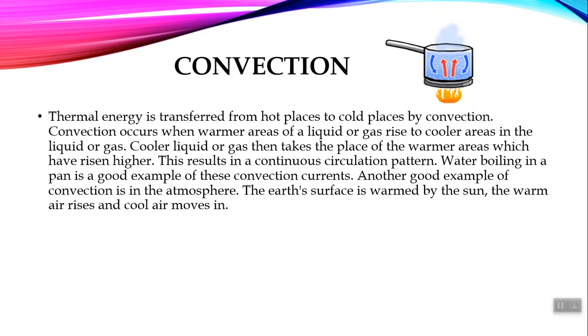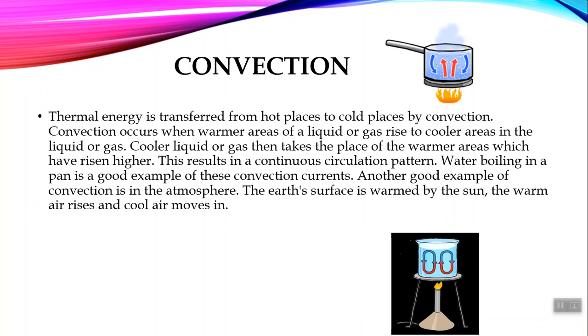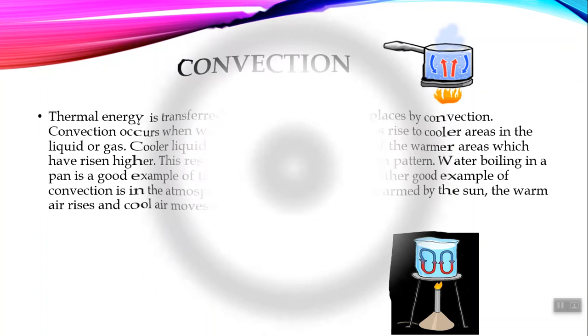Convection occurs when warmer areas of liquid or gas rise to cooler areas in the liquid or gas. Cooler liquid or gas then takes the place of the warmer area which has risen higher. This results in a continuous circulation pattern. Water boiling in a pan is a good example of these convection currents. Another good example of convection is the atmosphere. The Earth's surface is warmed by the sun, the warm air rises and cool air moves in.